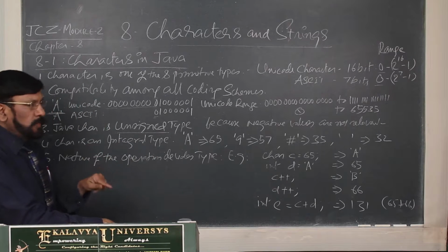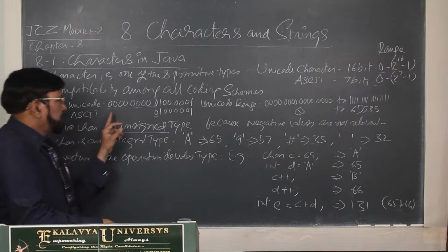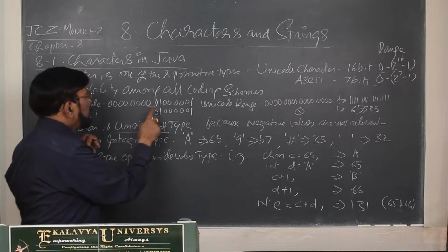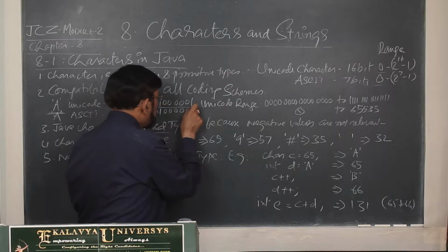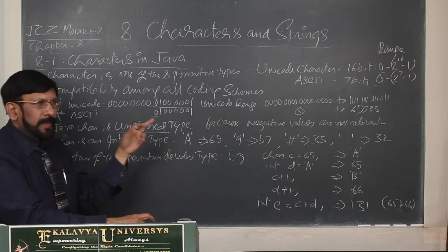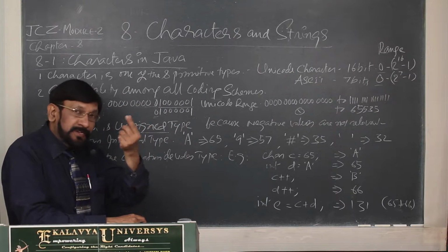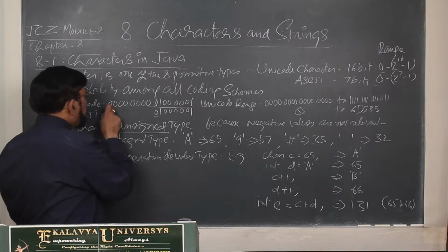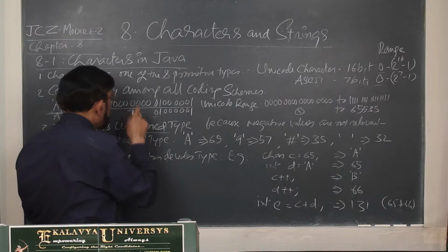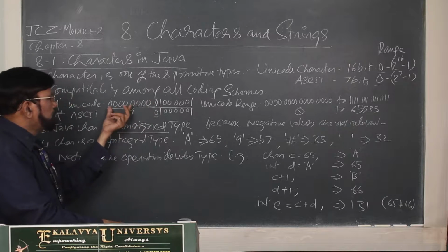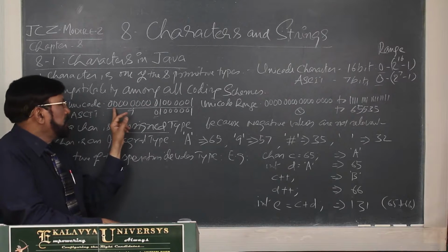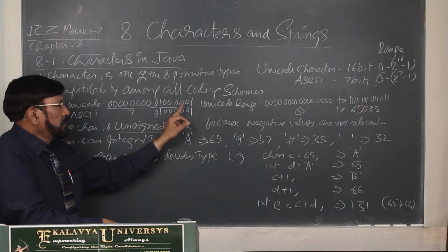As a Unicode character, how it is stored, that you have to understand. Now we see, 1 5 zeros 1, this is the actual code. But Unicode character size is 16 bits. That's why these 9 bits are padded with zeros. The leading 9 zeros will be there: 9 zeros, 1, 5 zeros, 1.